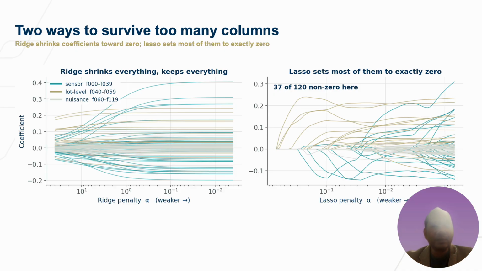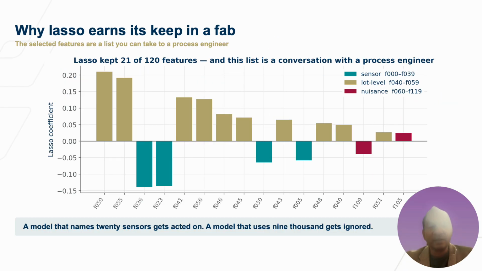Elastic net mixes the two penalties and gets a sum of both: selection, with correlated groups entering together. In practice, it is a reasonable default when you are unsure. Now, the reason lasso earns its keep in a fab especially has little to do with accuracy.